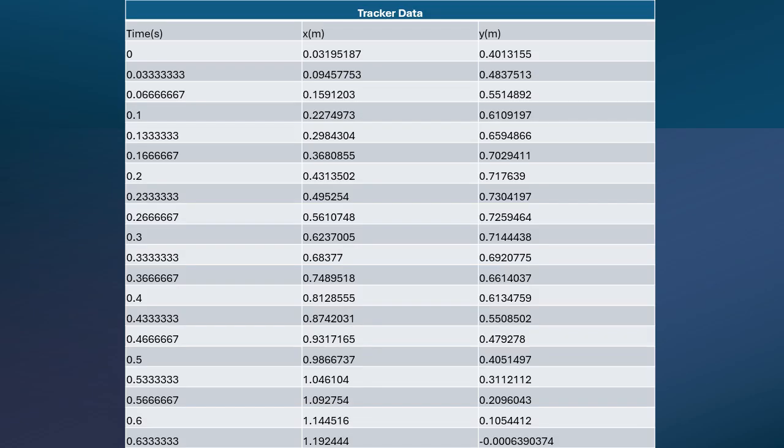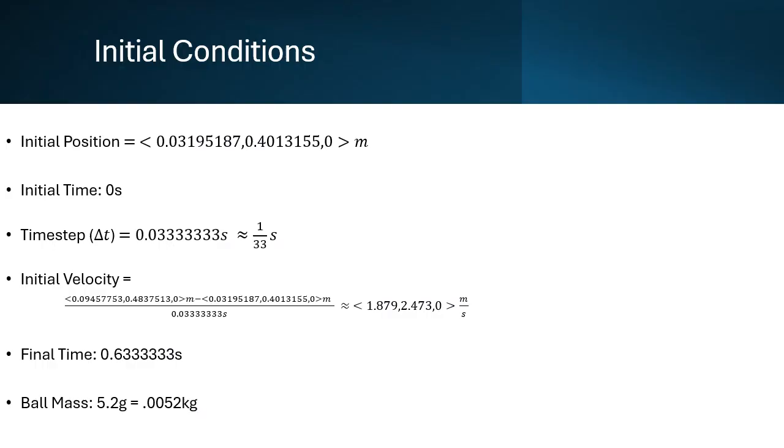Here's our original video modeled with tracker data. Provided here is our tracker data, which will allow us to find our initial position, initial velocity, and delta t time step. Provided here in this slide, we're given our initial conditions from tracker. Our initial time was at 0 seconds, each time step being 1 over 33 seconds.